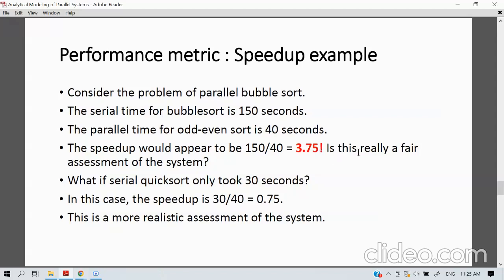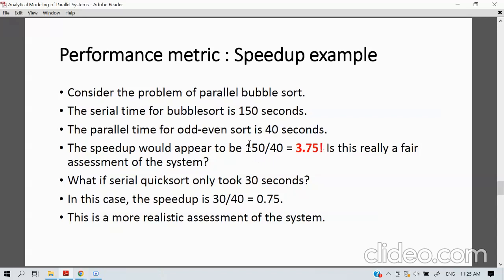It is said that this is not fair. Why is it not fair? Because it is not using the same algorithm. When you want to measure performance, especially speed up, you need to consider what kind of algorithm you are using or measuring. If it is not the same, we cannot measure, because it is not fair.